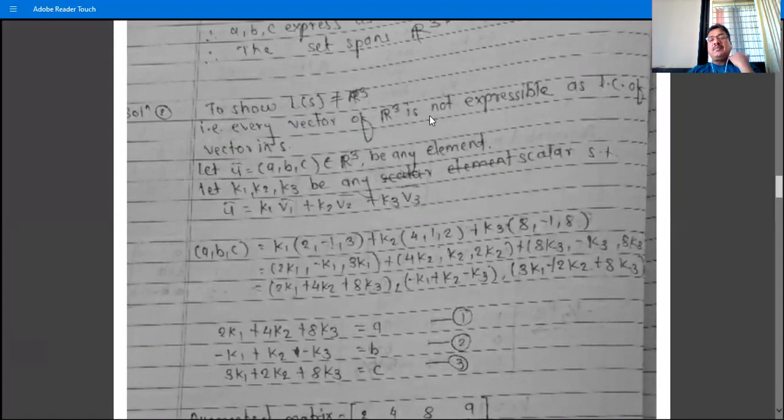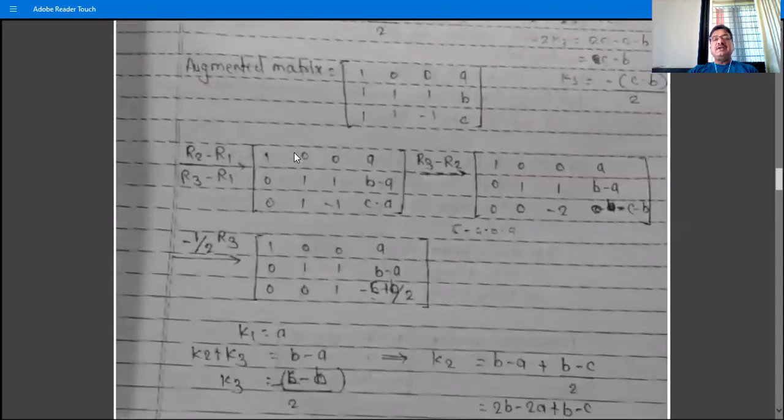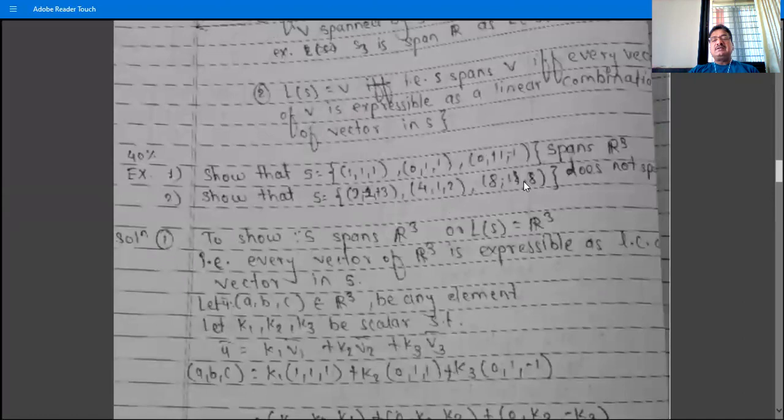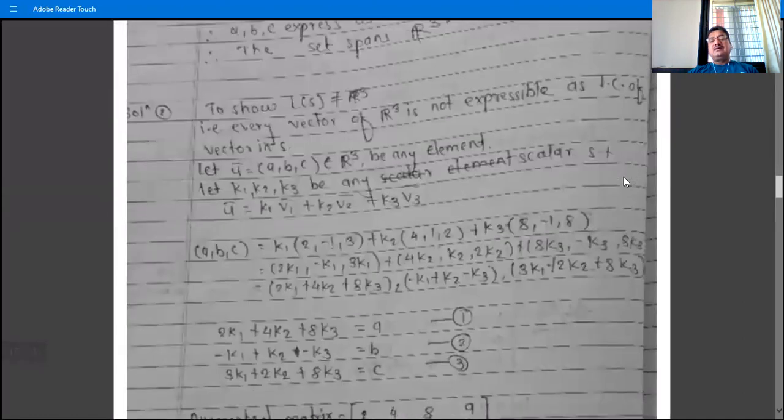That is, every vector of R3 is not expressible as a linear combination of vectors in S in the second case. If the question is like that, determine whether this set spans R3, then we start with the assumption that we have to show LS is equal to R3. In this case, we have to show the set does not span R3, meaning we have to show LS is not equal to R3.